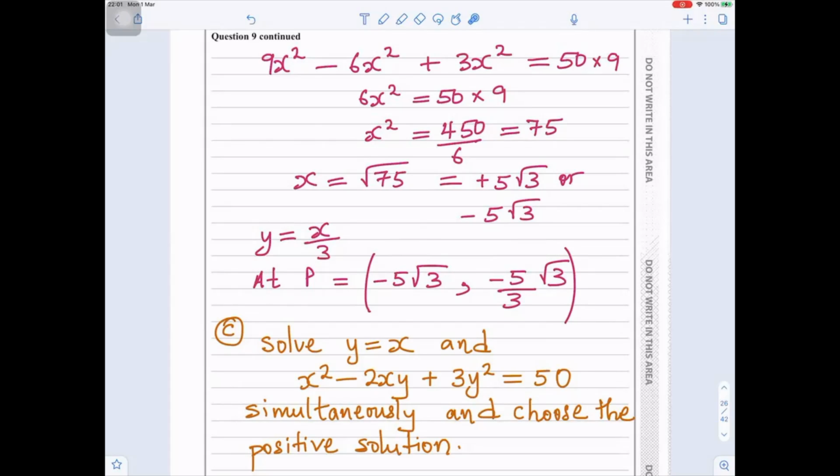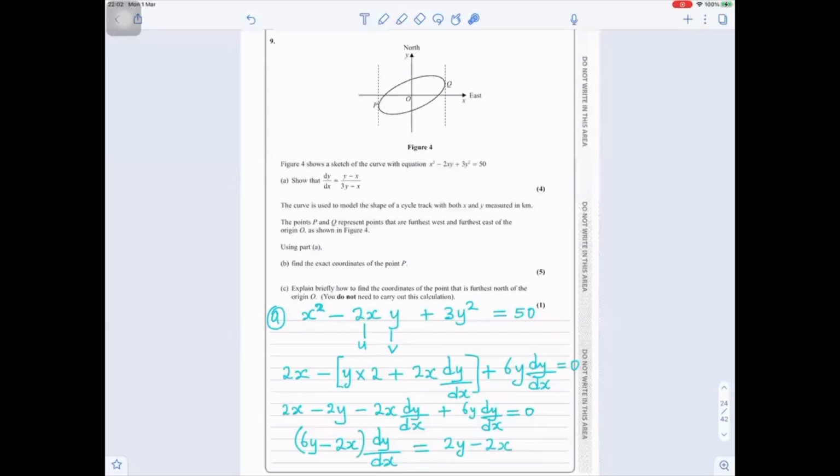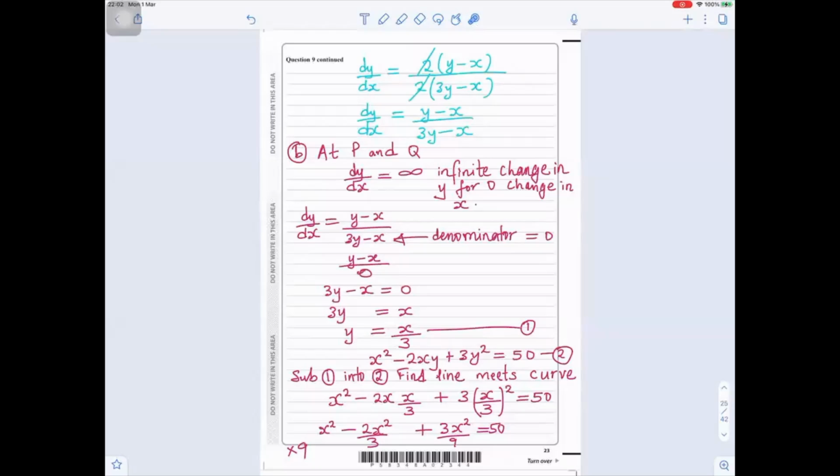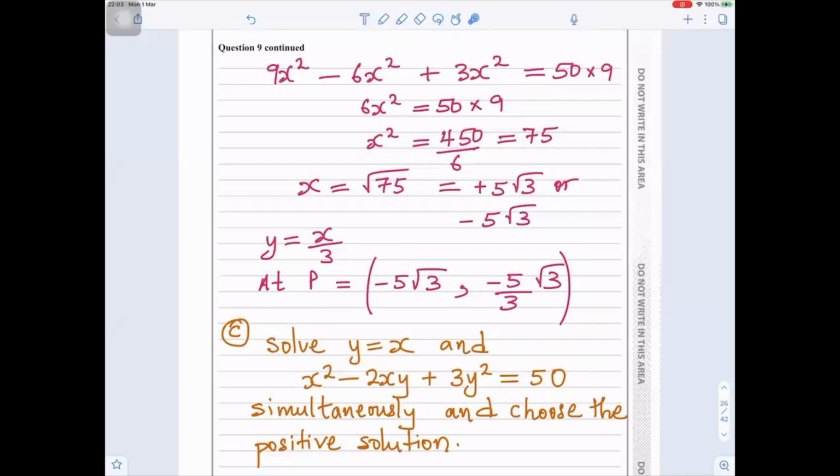And for part C, you solve y equals x and y equals this simultaneously and choose the positive solution. So you are solving the straight line y equals x, which goes through the origin, and this simultaneously, and then you choose the positive answer. That's how you do part C. So that's question 9, part A, part B, and part C.